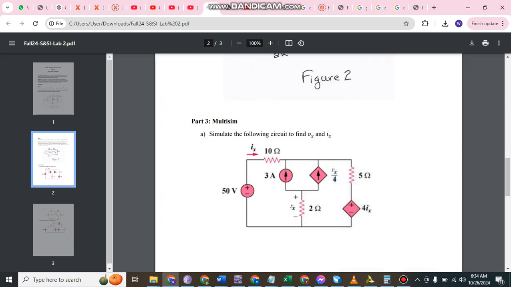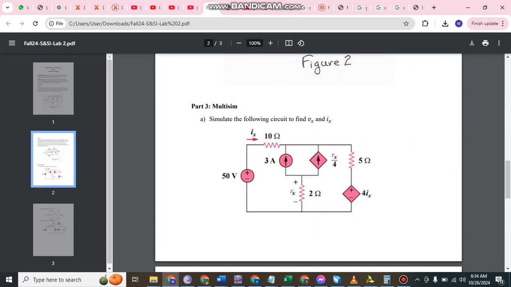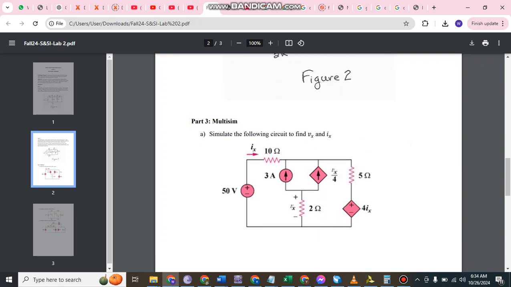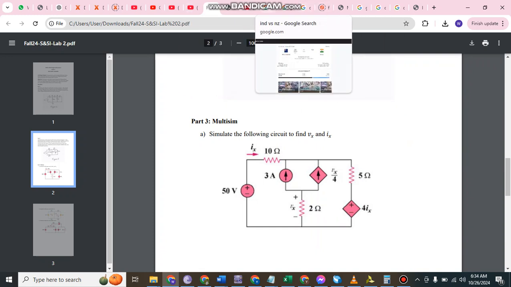Hello. Okay, so I just want to show you that there are some questions in students' minds about how this circuit has to be solved on Multisim.